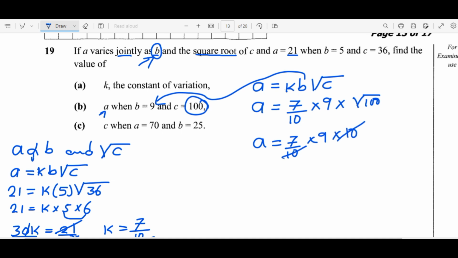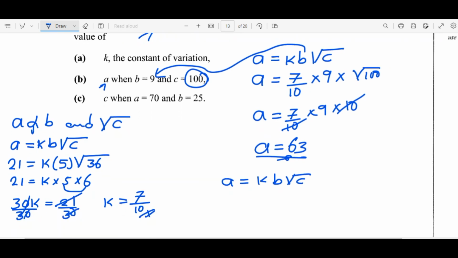So I can cancel the 10. Then the remaining part is 7 times 9. So 7 times 7 is 49. 49 plus 7, that's 56. 56 plus another 7, we have 63. That's our final answer. Then for question C, we want C when A is equal to 70 and B is equal to 25. So we're going to write our equation A is equal to k b square root c. So A is this number, 70.